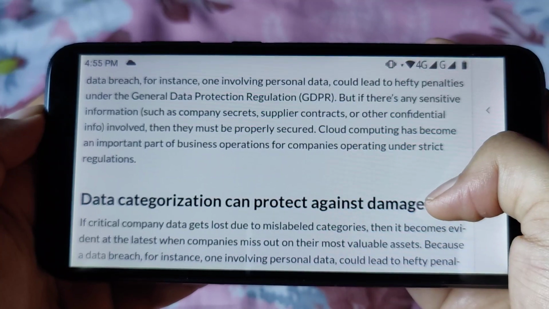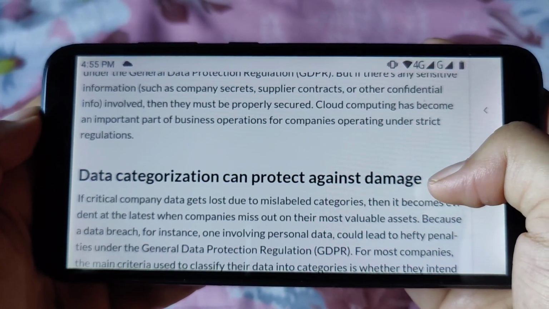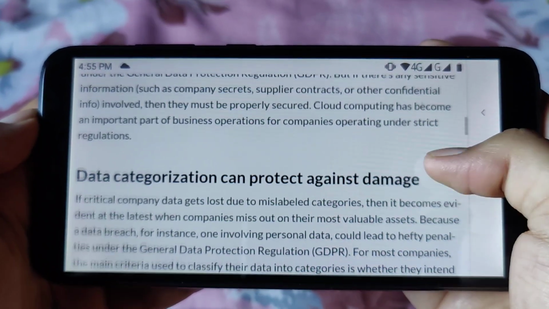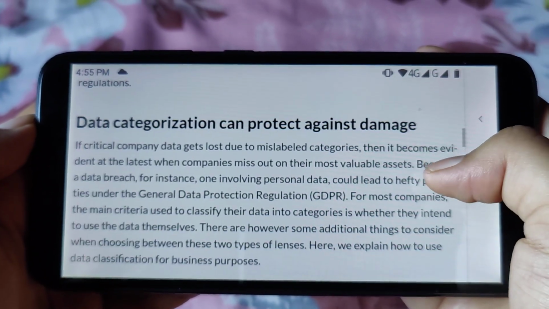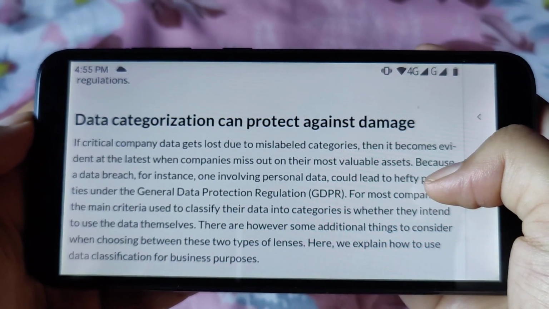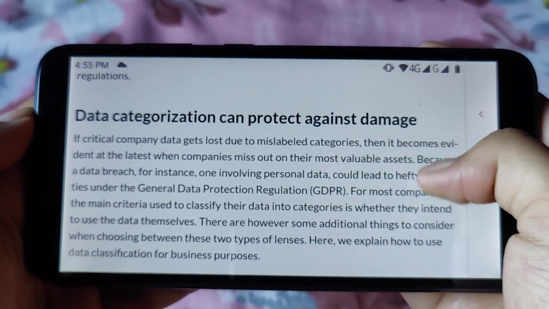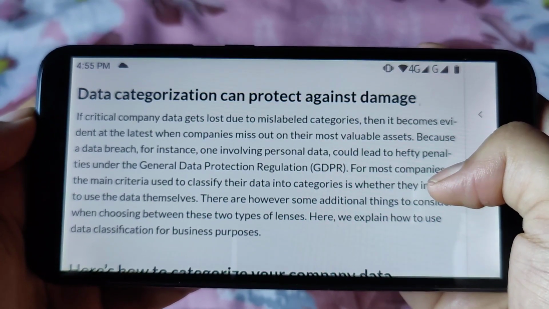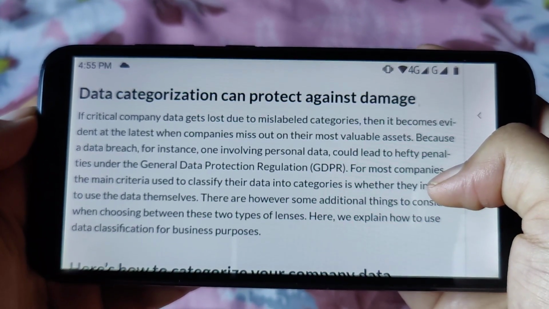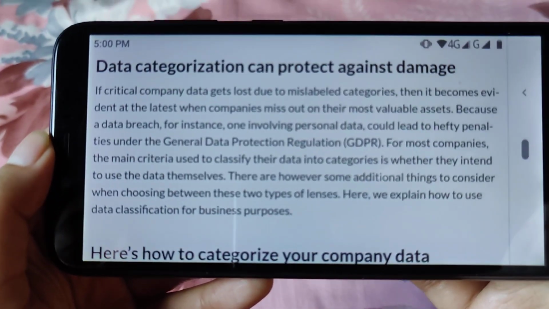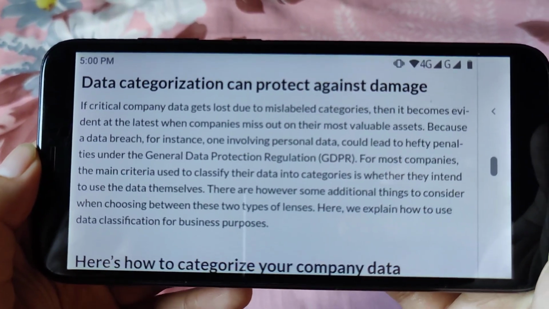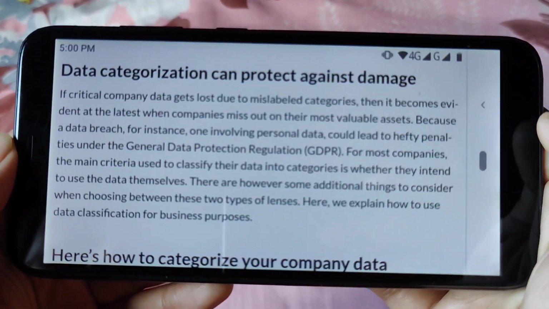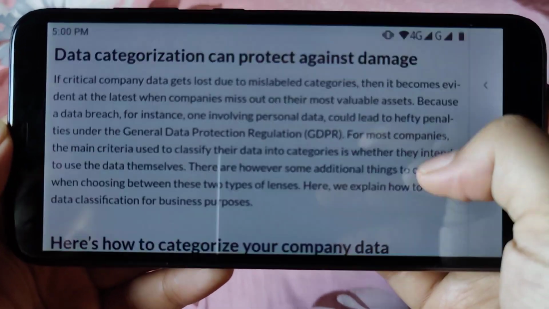Cloud computing has become an important part of business operation for companies operating under state regulation. Data categorization can protect against damage. If critical company data gets lost due to mislabeled categories, then it becomes available. Because a data breach, for instance one involving personal data, could lead to hefty penalty under the General Data Protection.